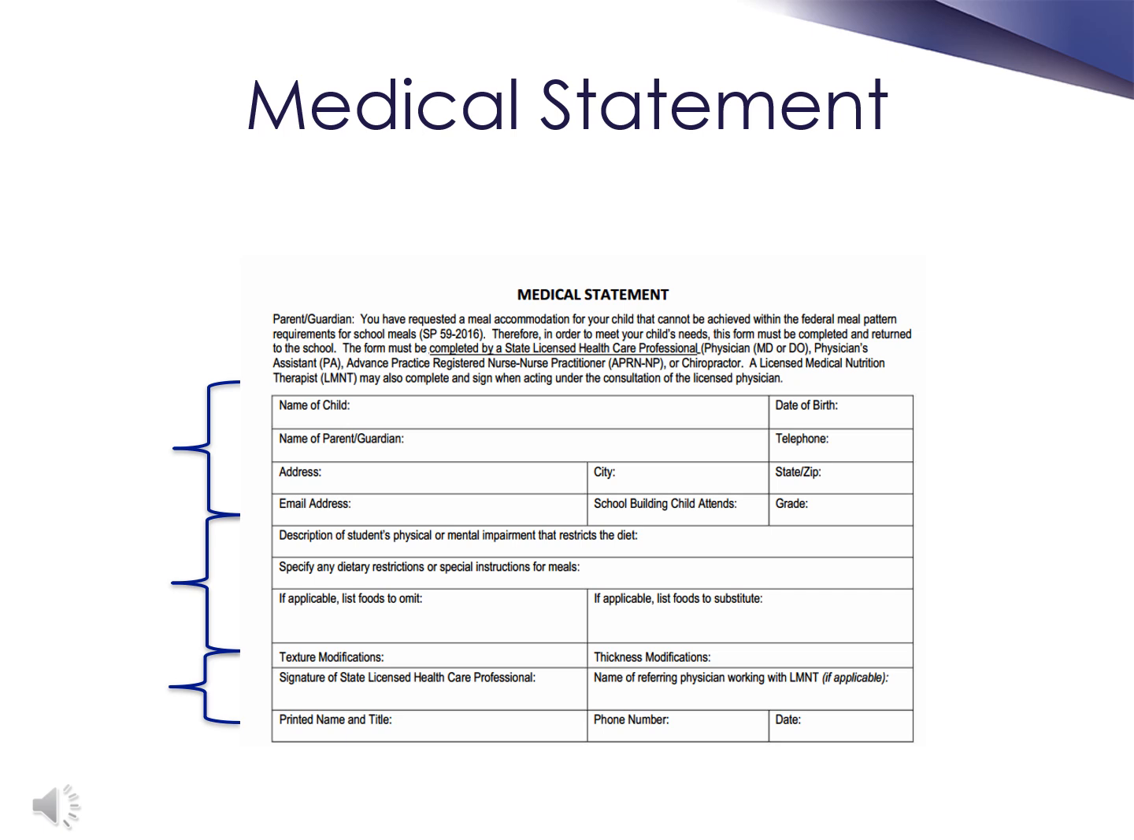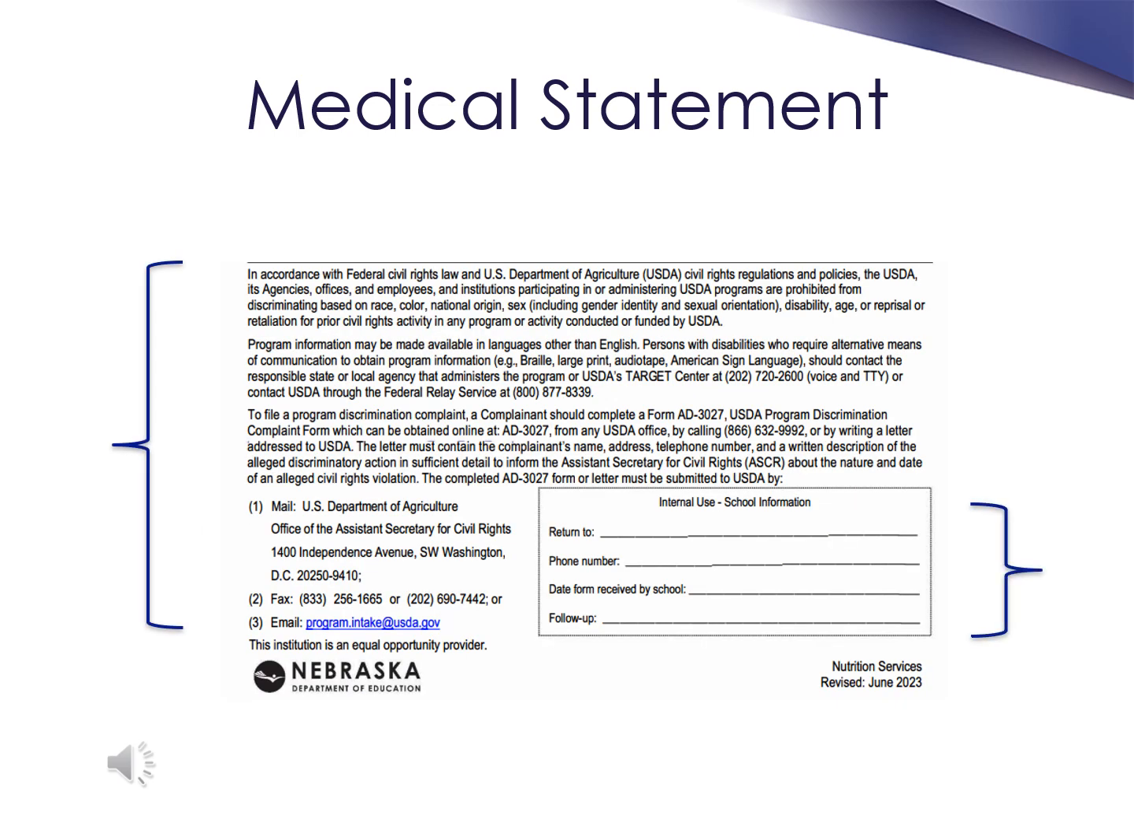On this form, there is a space for the signature of a state licensed medical professional, their printed name and title, contact information, and date the document was signed. This form may also be signed by a practicing licensed medical nutrition therapist, an LMNT, along with the name of the physician they are working with. Similar to the request for a meal accommodation form, the civil rights statement is found on the bottom half of the document, and the school's information section can be found on the bottom right.